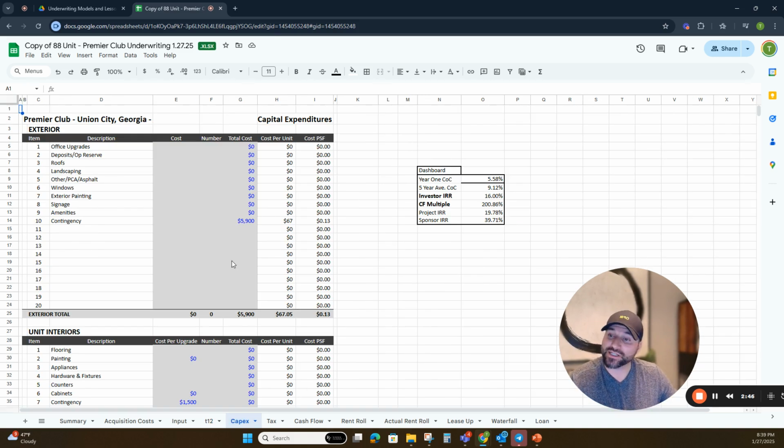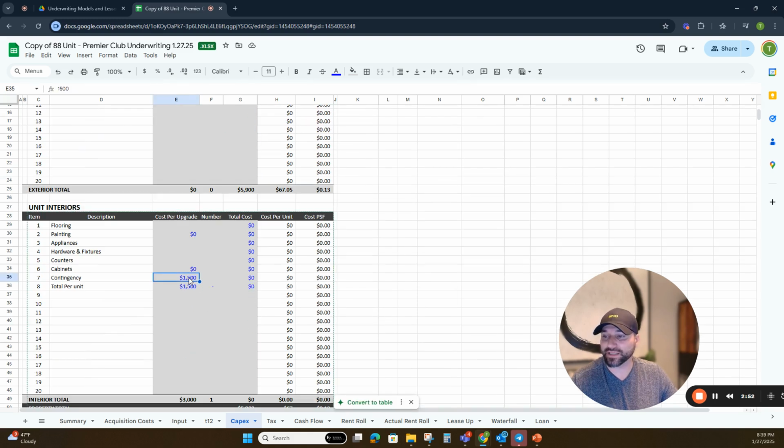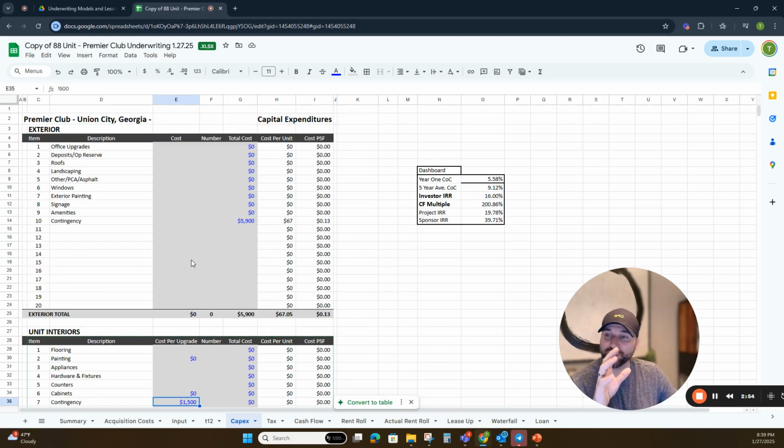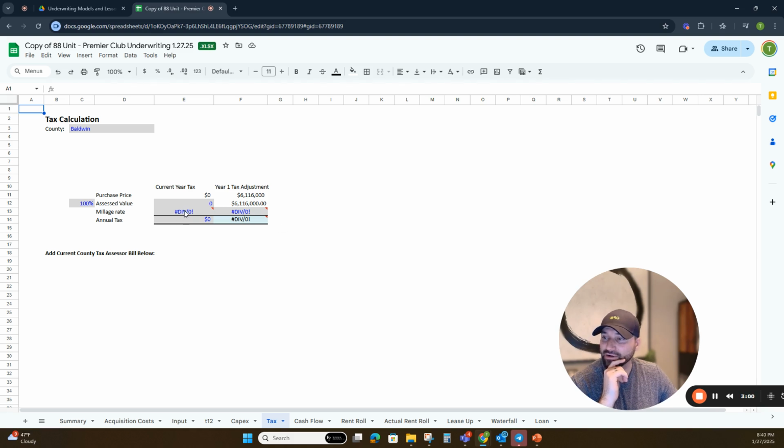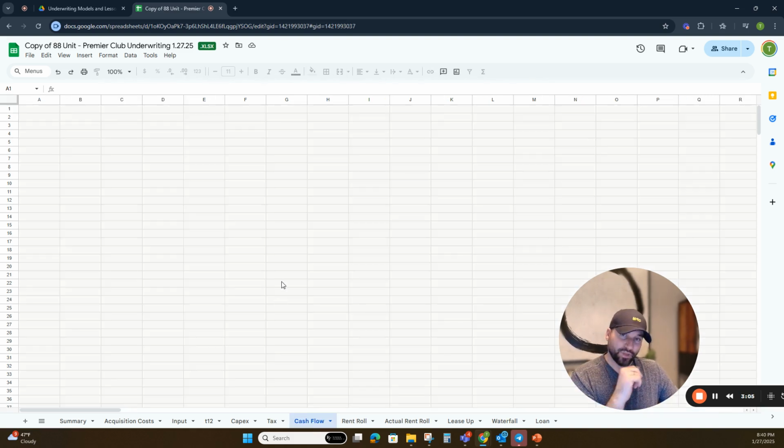Your CapEx budget, that's going to be your capital expenditure. Again, this number here can be changed. It can be manipulated, right? But this is where you're going to track your capital expenditures. Your tax calculation, again, some of these numbers need to be updated, but it'll calculate your tax for you.